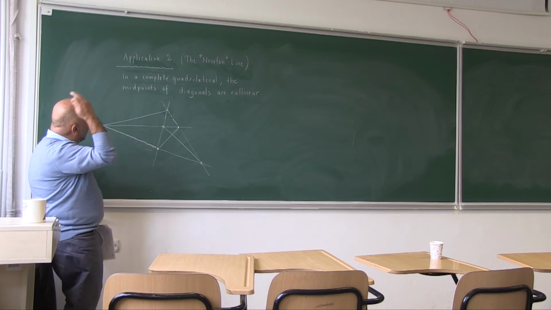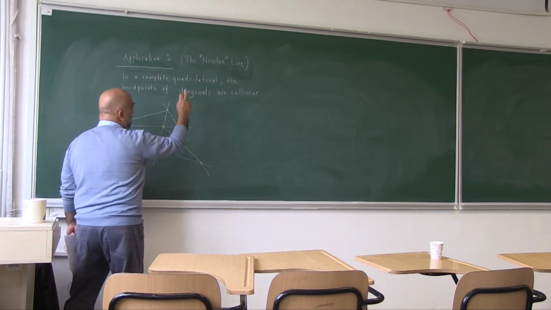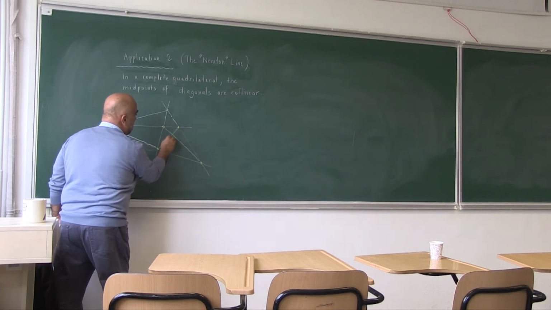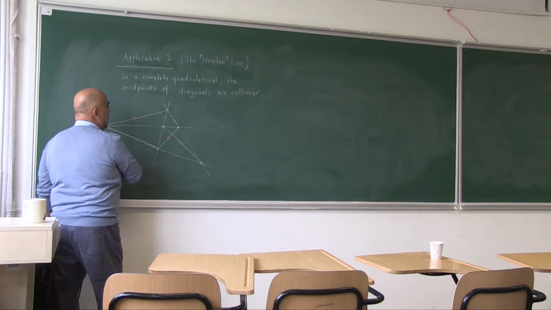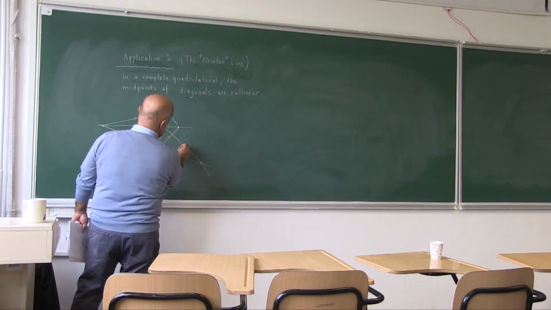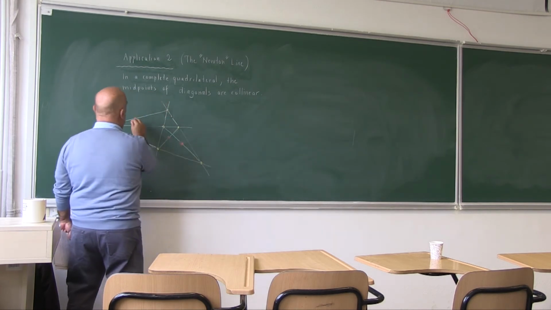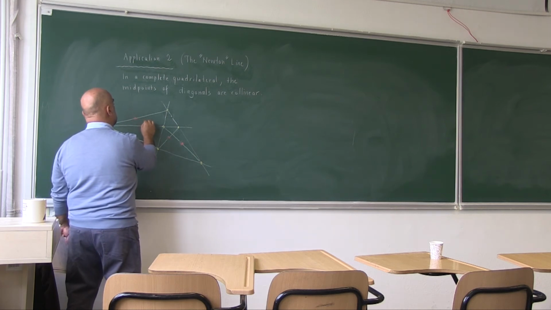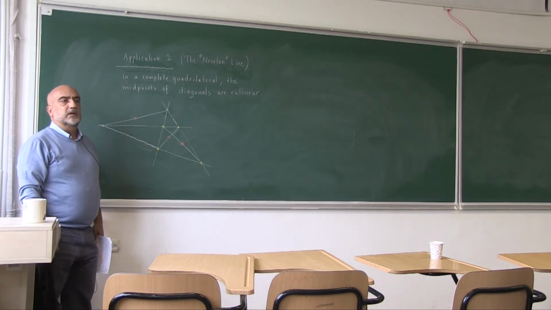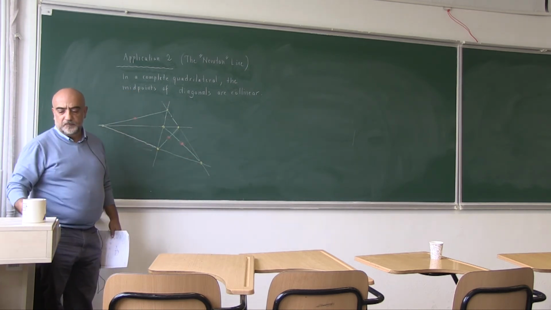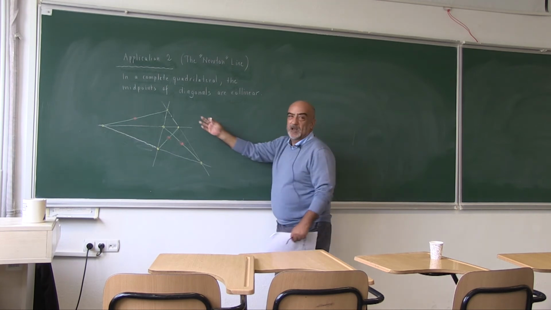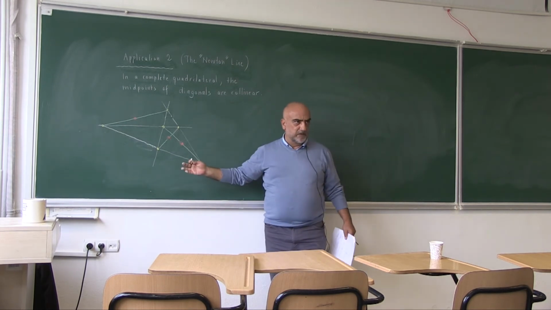So what does our theorem tell us? The theorem says that in a complete quadrilateral, the midpoints of diagonals are collinear. So I take the midpoint of this diagonal, I take the midpoint of this diagonal, and I take the midpoint of this diagonal. So they are, according to Newton, supposed to lie on the same line. Right? The proof? Here it is. So I've explained the content of the theorem.